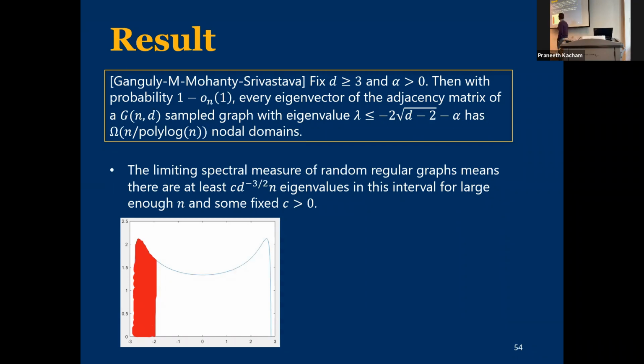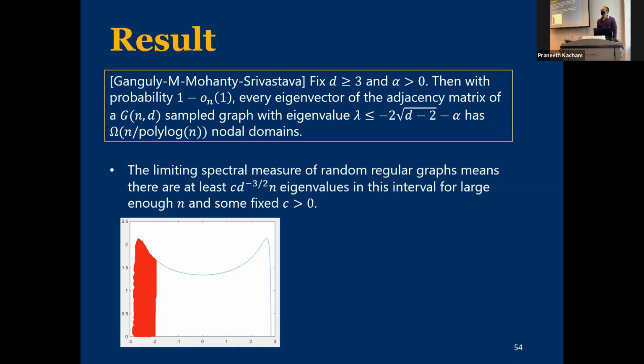Yes, and the top eigenvalues are expected. Yes, the top eigenvalue should have a small number of nodal domains, but this only gives information in this region. Here we still don't know anything. And yes, the result becomes weaker the larger that D becomes.